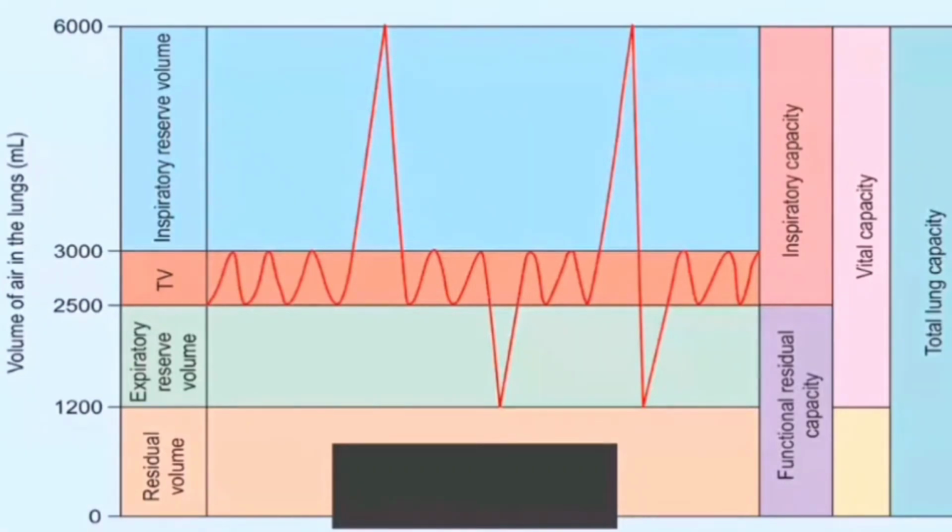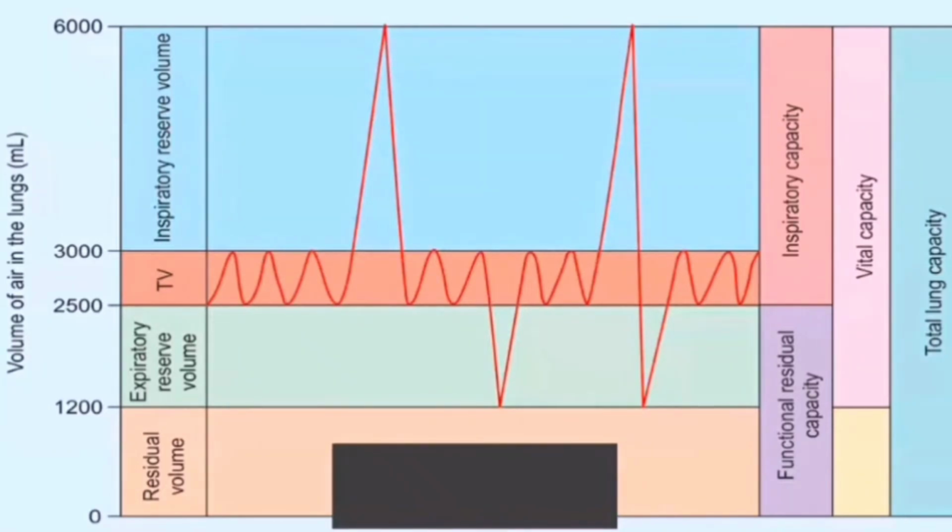See the functional residual capacity. It is the addition of expiratory reserve volume and the residual volume. And there is no expiratory capacity here. We have inspiratory capacity, we don't have expiratory capacity. We have something known as functional residual capacity. Don't think expiratory capacity is there.